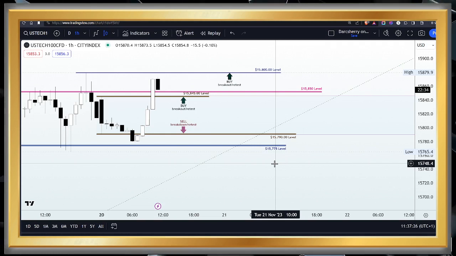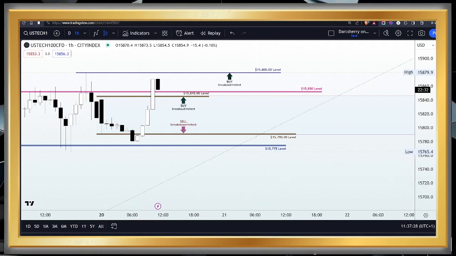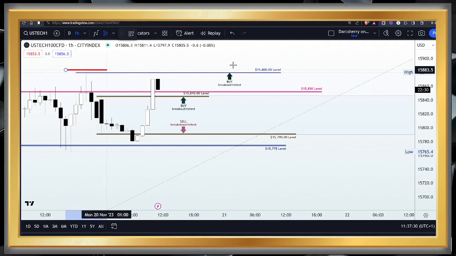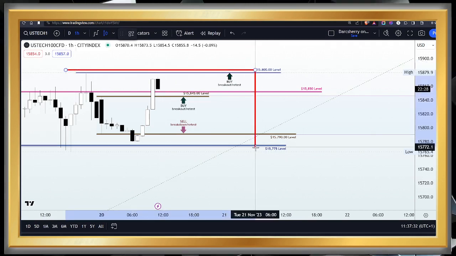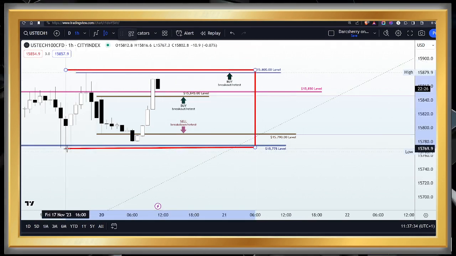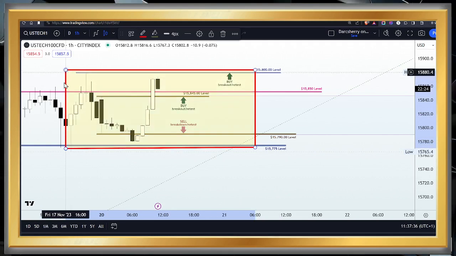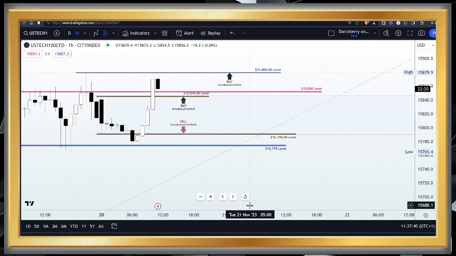Currently, price is within a range between the 15,800 from a long-term view and the 15,775. So let's see how this will play out in the next couple of hours, and we will be back here tomorrow to review how well this asset has done and how we are going to be preparing for tomorrow's trading session as well.